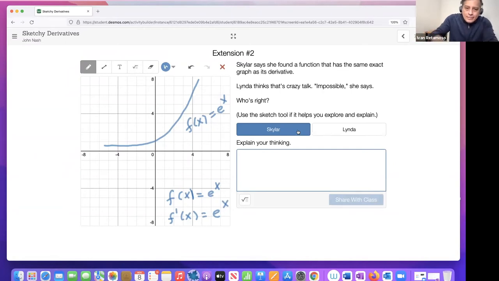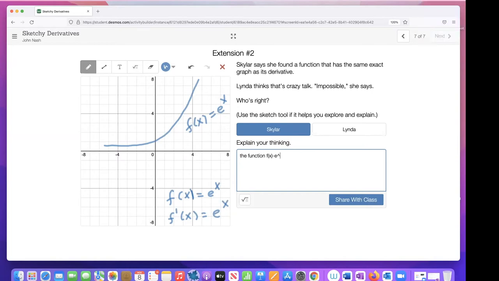And then you can justify by saying that the function f of x equal e to the x has derivative f prime of x equal e to the x, right? Very good, nice. And then you share with the class what you wrote there. Let me write equal here, very good. It has derivative.